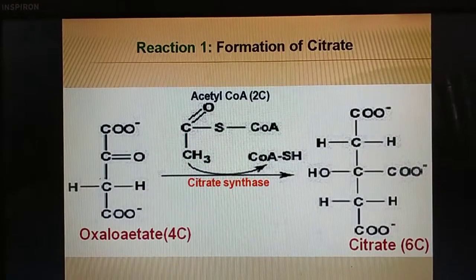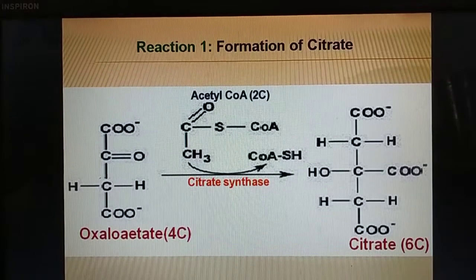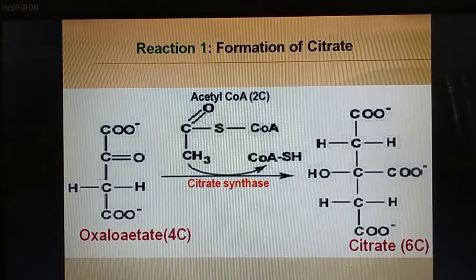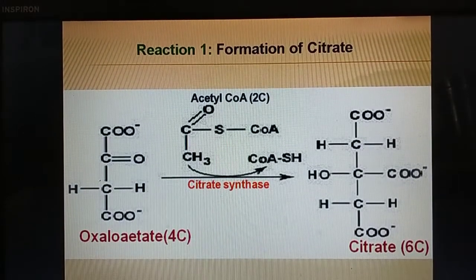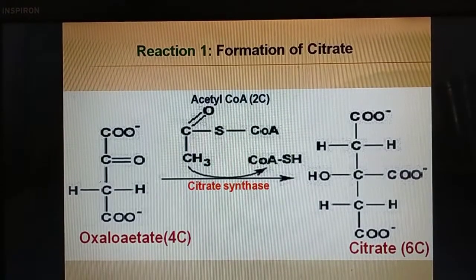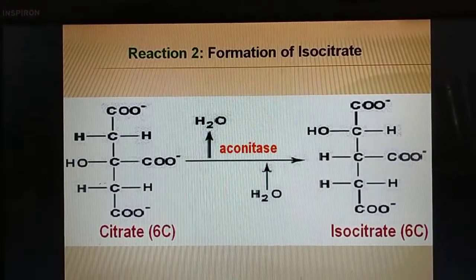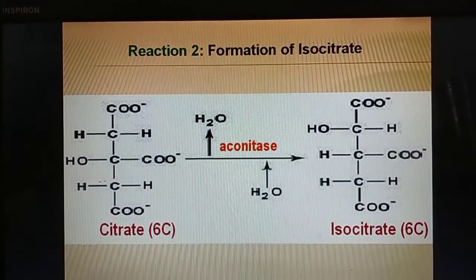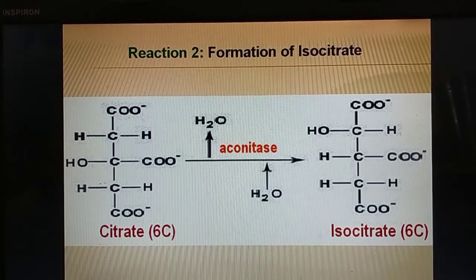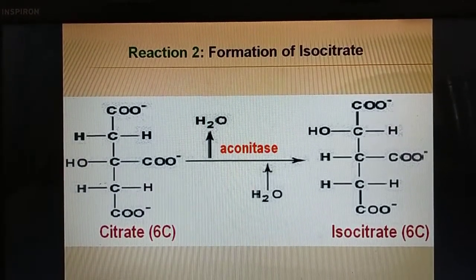These are the reactions of the Krebs cycle. Reaction number 1, formation of citrate. The 4 carbon compound oxaloacetic acid combines with the 2 carbon compound acetyl coenzyme A to synthesize the 6 carbon compound citric acid in the presence of citrate synthetase, and coenzyme A is liberated. In reaction number 2, formation of isocitrate. The 6 carbon compound citric acid is converted into isocitric acid in the presence of the aconitase enzyme, liberating 1 molecule of water.